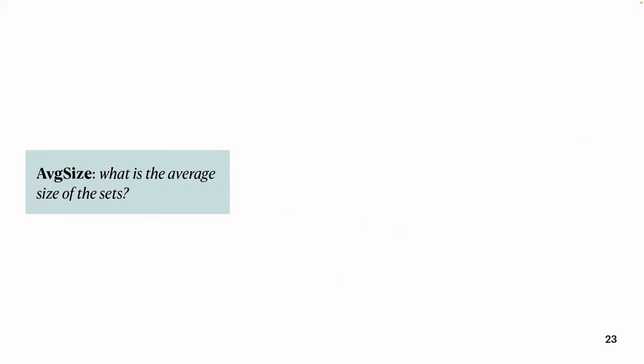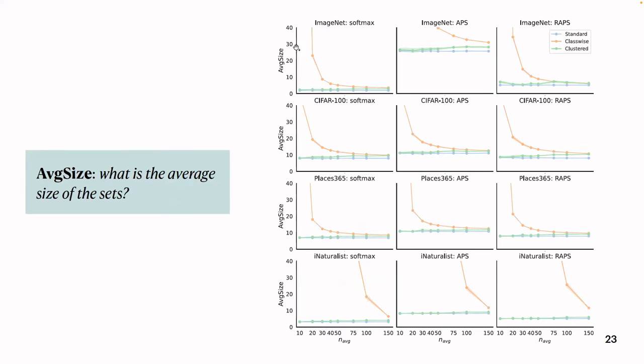So another metric we care about is the average size of the sets, because if you have prediction sets that have good coverage but are huge, they're still not very useful. So that's what we're looking at here. Same format essentially, except with a different metric now on the y-axis. What we see is that the class-wise prediction sets are huge when you don't have a lot of data. Meanwhile, the standard and clustered prediction sets are roughly the same size. So our method, clustered, achieves good set sizes while also getting good class conditional coverage, which we saw on the last slide.